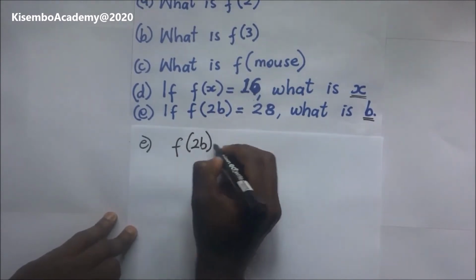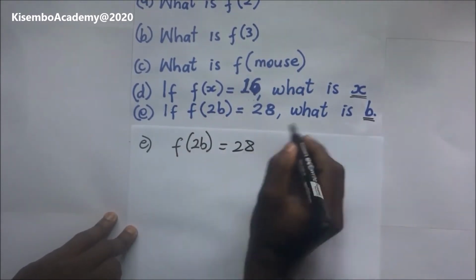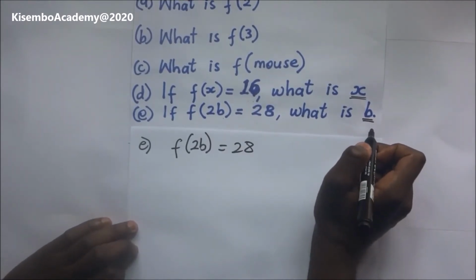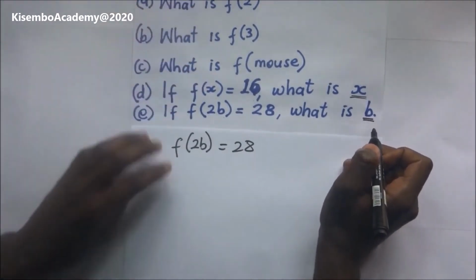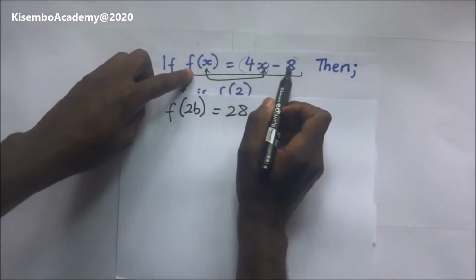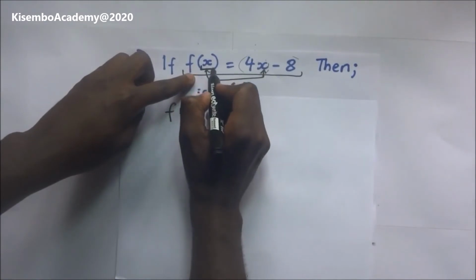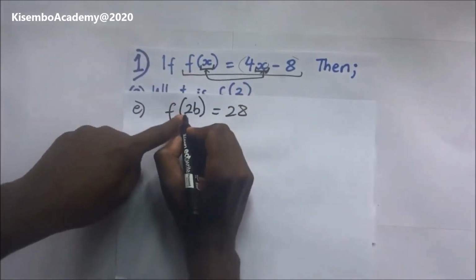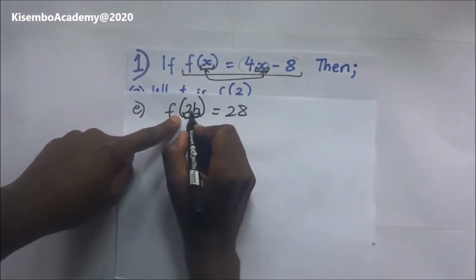Part E, we are being told that if the function whereby the value of x is 2b is going to be equal to 28, what is the value of b? So we go ahead and find the value of b. Now remember our function up here is f of x is equal to 4x minus 8. It means that whatever is in the brackets is what is supposed to be put here. Now right here, what is in the brackets, our value of x is 2b.